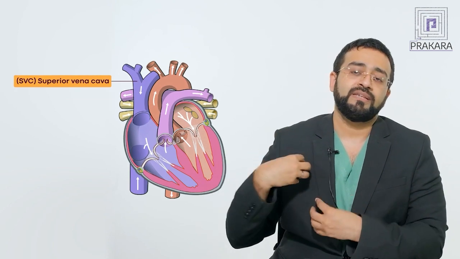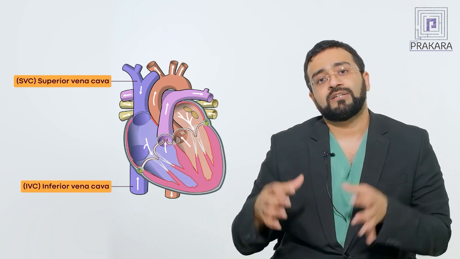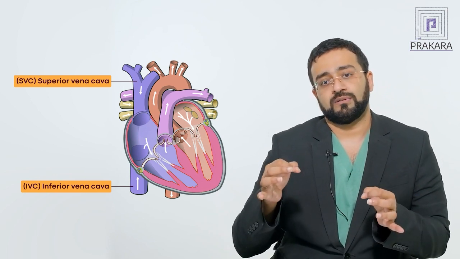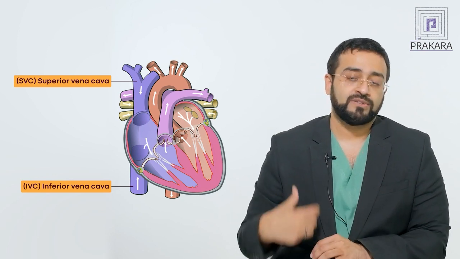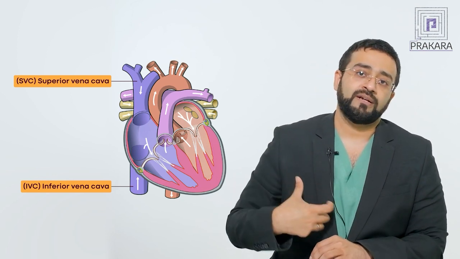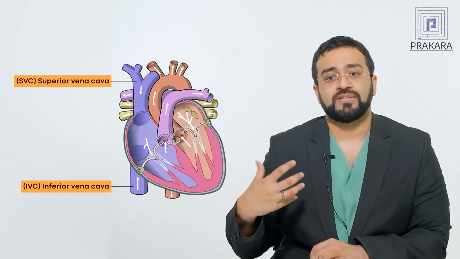So, on the right side, you have the SVC, the superior vena cava, and the IVC, that is the inferior vena cava, which are two of the most important and two of the largest systemic veins in the body. So, these veins which bring the deoxygenated blood and are connected to the right heart are known as the systemic veins, or this is known as the systemic circuit. From the systemic veins, the blood comes into the right heart. Alright. Now, where does it come into the right heart? It comes into the right atrium.